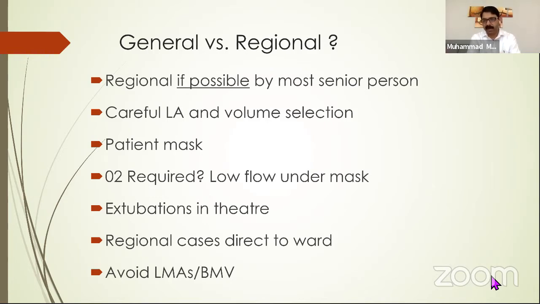We already mentioned donning and doffing should be done in such a way that donning is done outside. All the PPE should be worn, and after giving the GA, the patient should be extubated preferably in the theater, and then doffing should be done in the theater. Then recovery staff should come and collect the patient. So it means you are not taking all the PPE and contaminating other areas. Regional cases preferably should be transferred back to the ward to minimize exposure to the other staff.